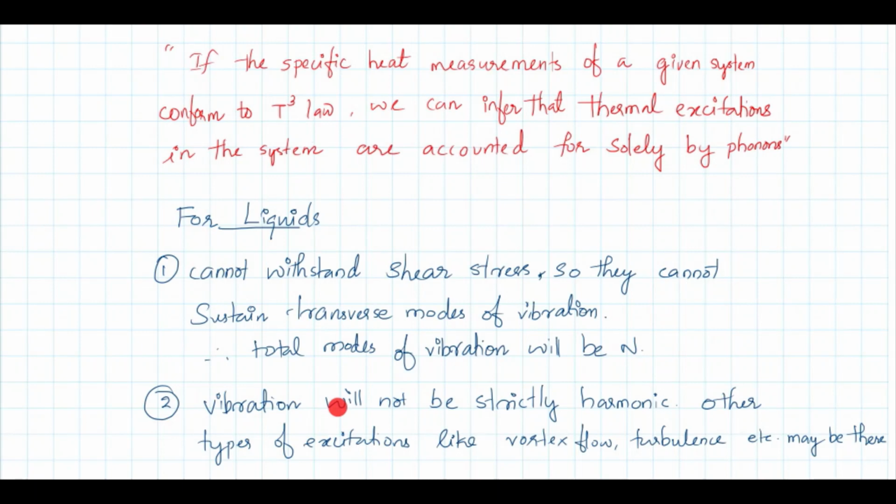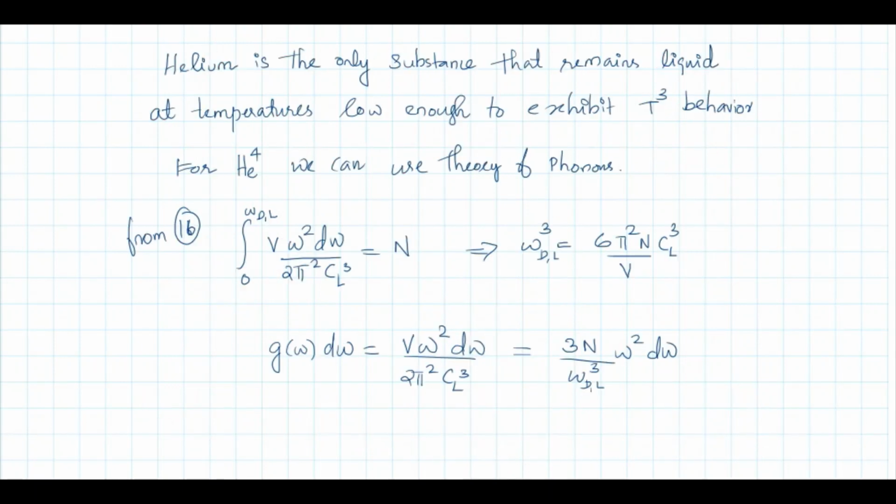There will be only n longitudinal modes. That is the first difference. Second one is, vibration will not be strictly harmonic. Other types of excitations like vortex flow, turbulence, etc. may be there. Okay, we will consider one example.